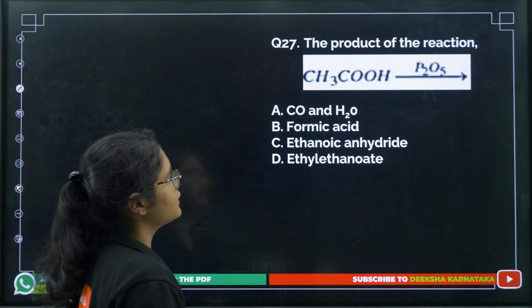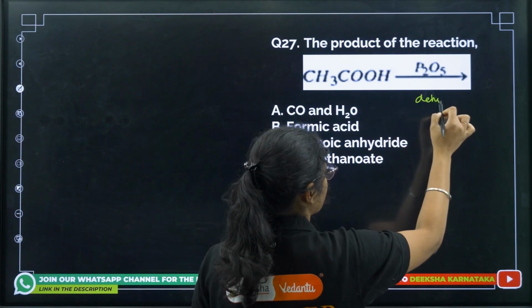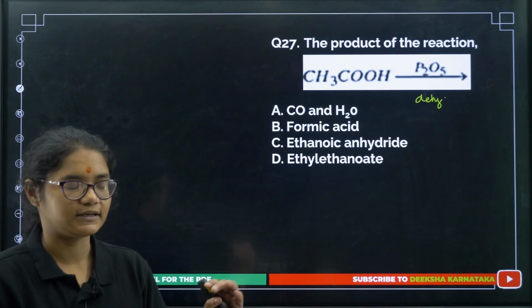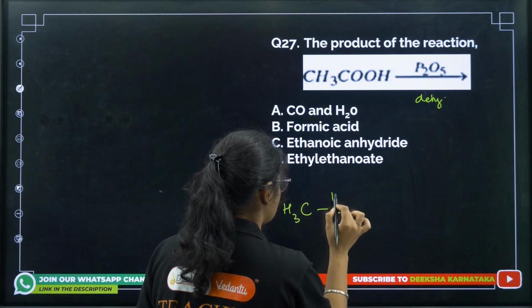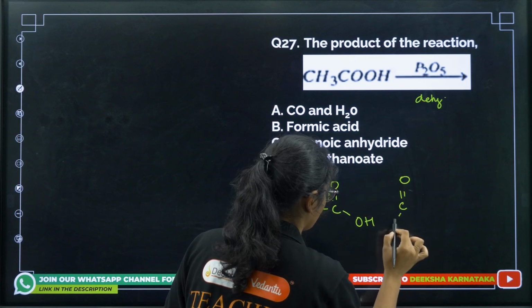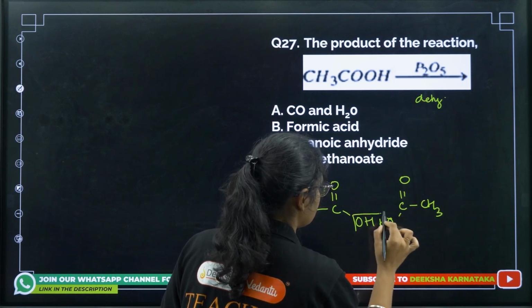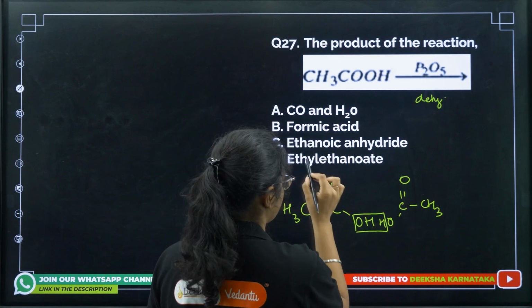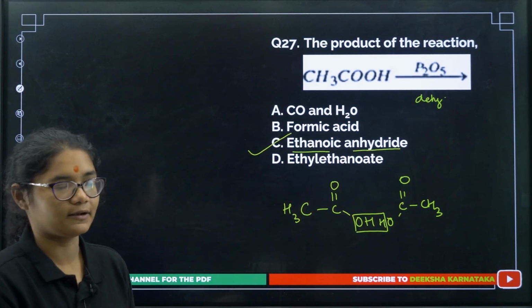Next, the product of the reaction. So here if you see, this is a dehydrating agent, okay? CH3COH, this is a dehydrating agent. So what will happen? You have CH3, C double bond O, OH, and C double bond O, OH, CH3. So here there will be dehydration and we get anhydride. So that is ethanoic anhydride. Correct answer is option number C here.